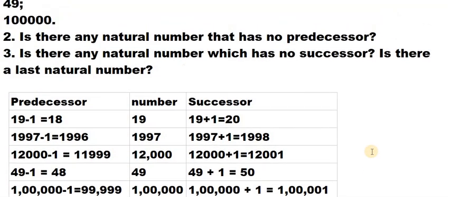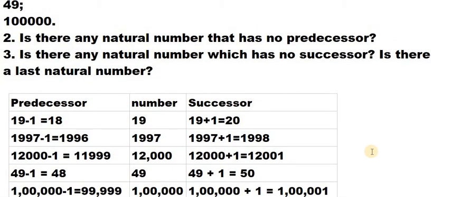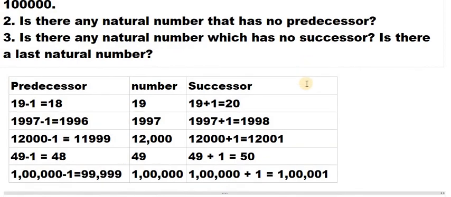So that's what they are saying about. Is there any natural number that has no predecessor? Because for 1 the number before is not there, because natural numbers start with 1. Actually we have 1 before 0, but natural numbers start with 1. That is the reason we are saying there is no predecessor for 1. So the answer I wrote here is 1.